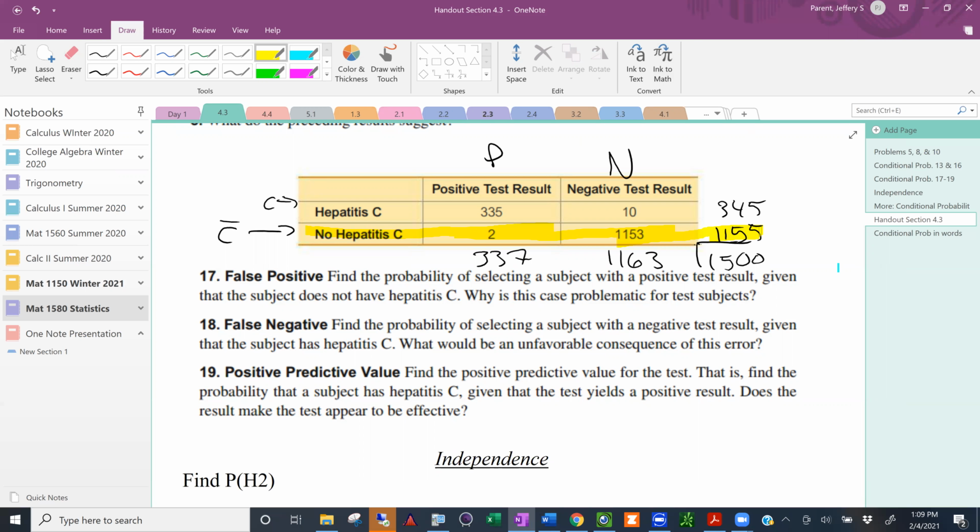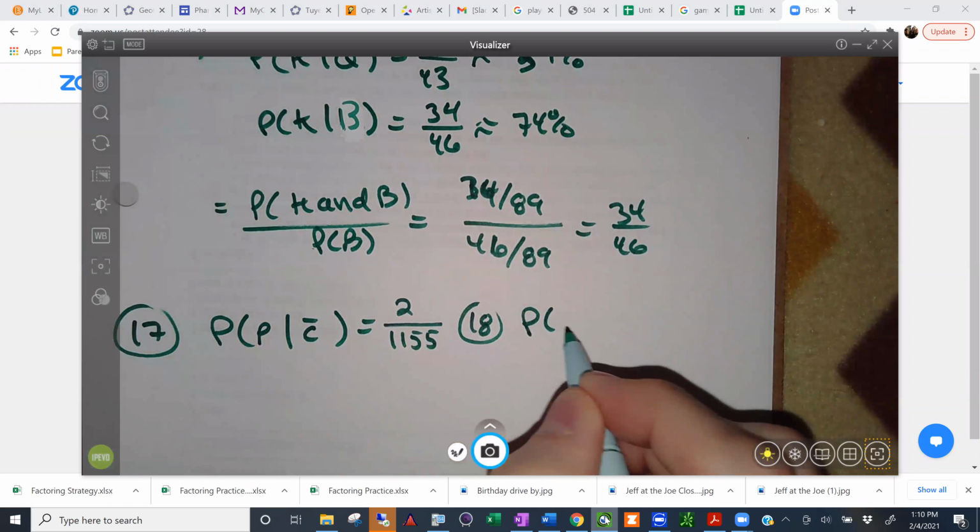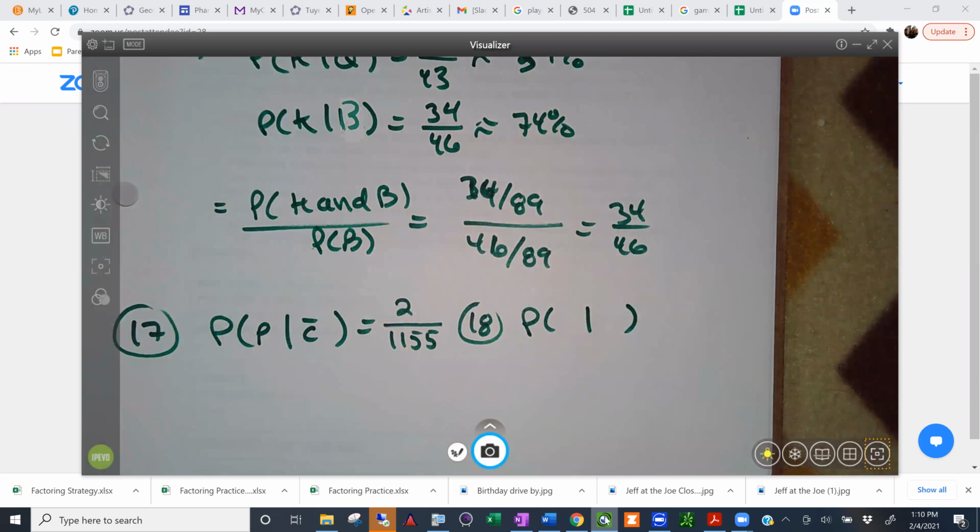Now I'll come back and do the second part of this together with the second part of problem number 18. Let's move down to problem number 18. We're going to look at false positives and false negatives. 18 is the false negatives. Find the probability of selecting a subject with a negative result given that the subject has hepatitis C. So once again, I need to come up with some notation. See if you can write down what that would be in symbols here for us.